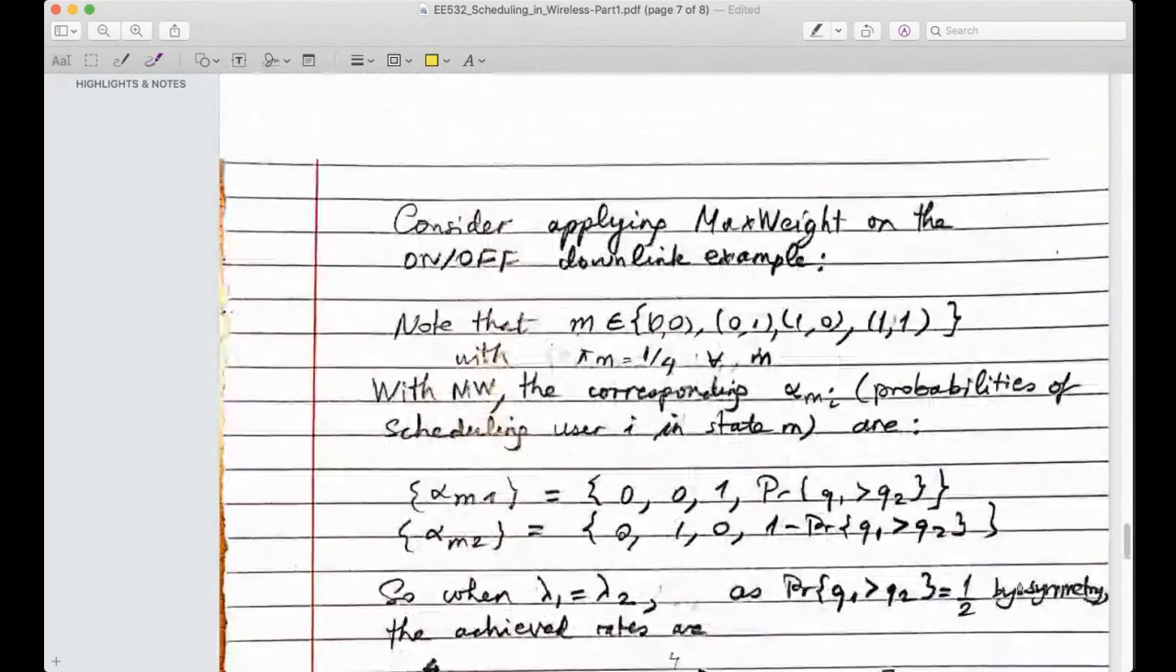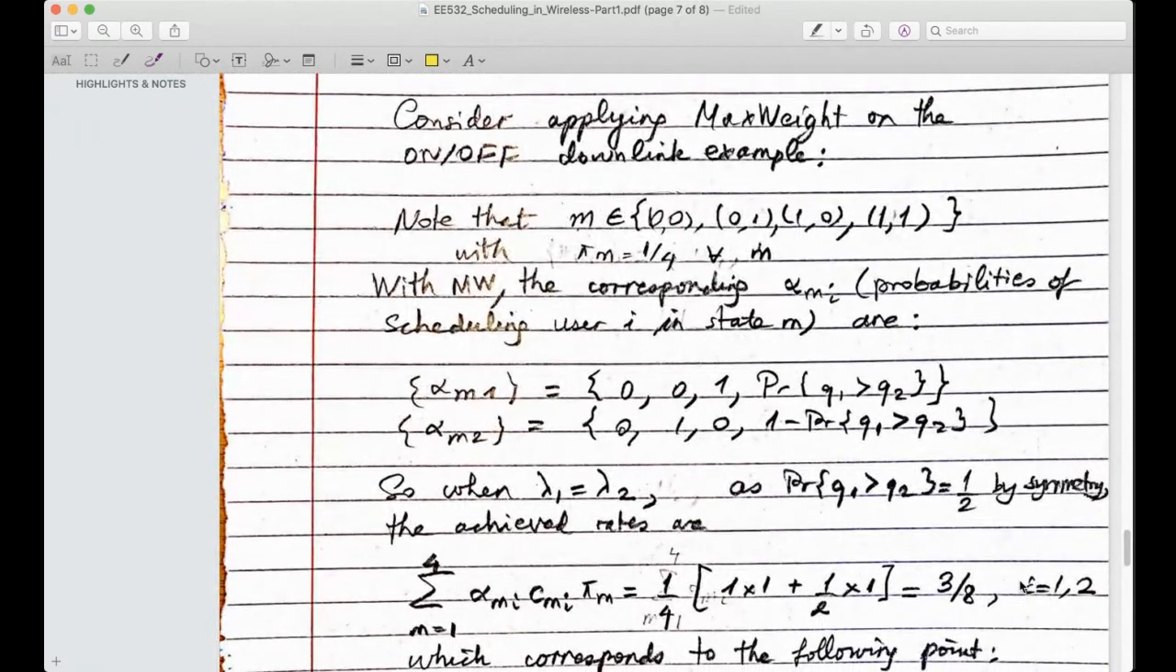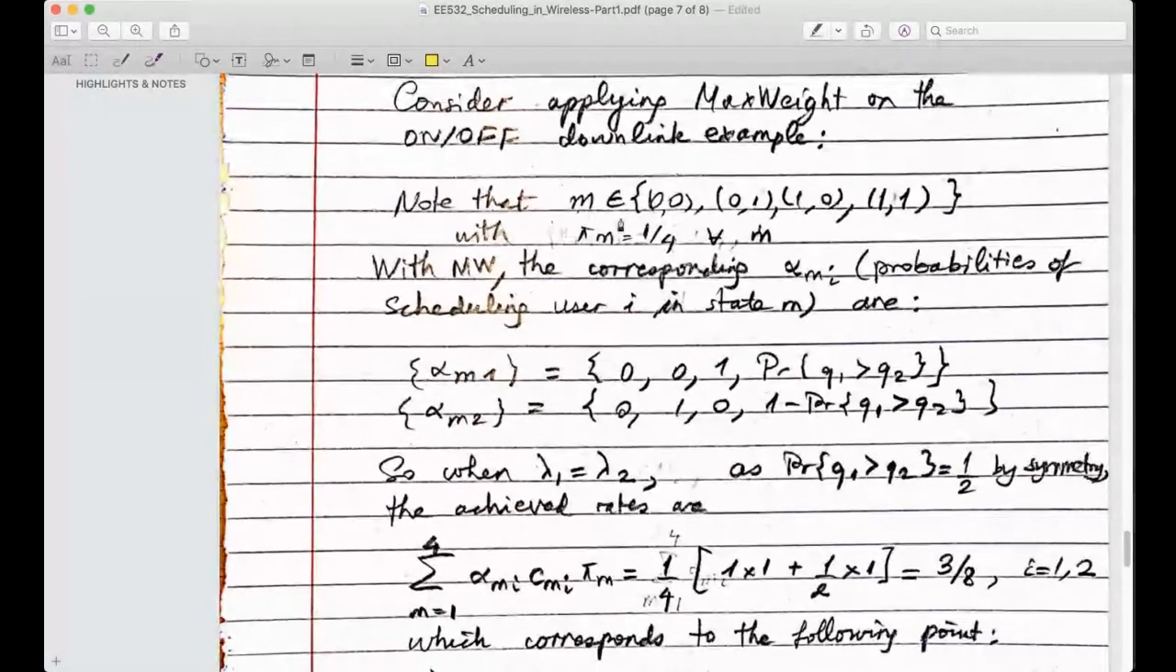So now let's consider applying max weight on our on-off downlink example. Remember that we have 4 possible channel states, 0,0, 0,1, 1,0, 1,1, with equal probabilities, 1/4 each. With max weight, what are the corresponding alpha Mi's? Well, alpha M1, the probability of serving user 1 in each state, is the following.